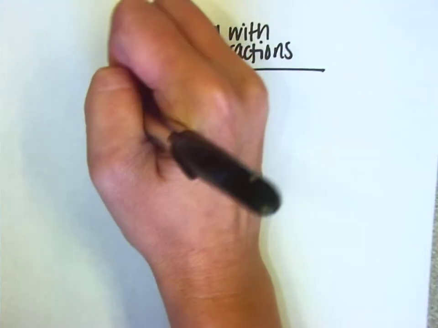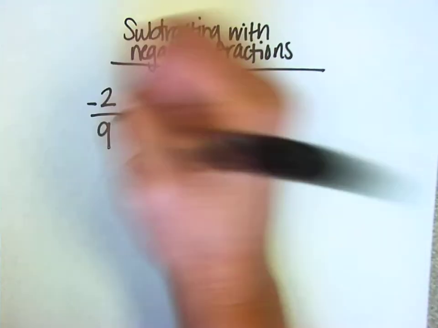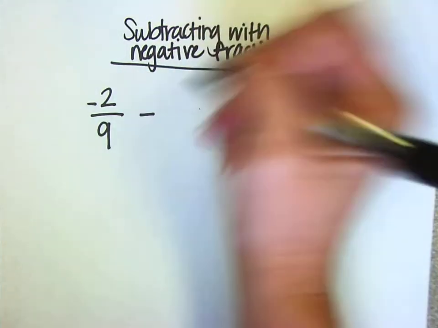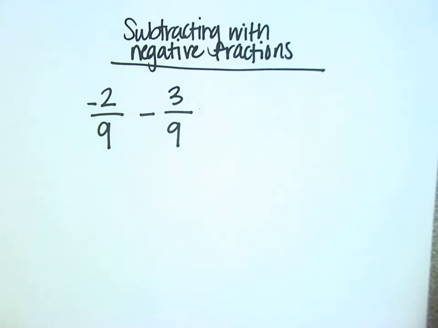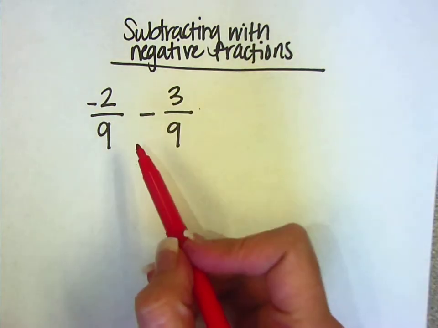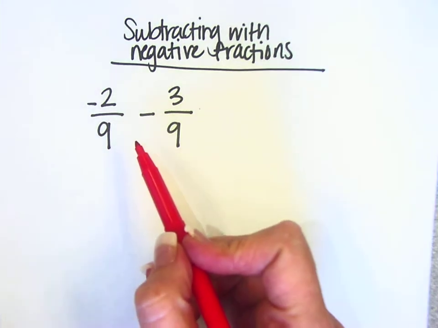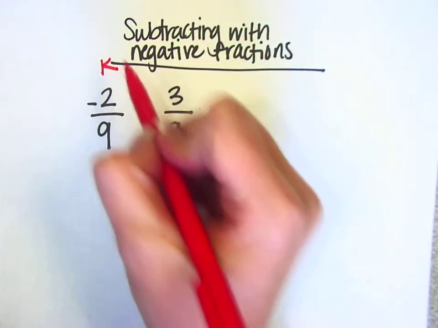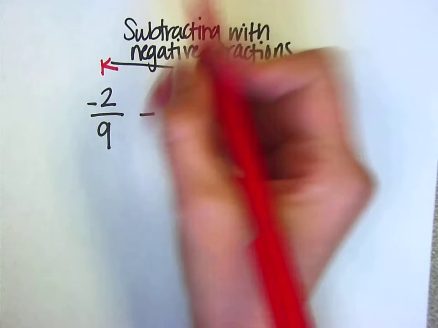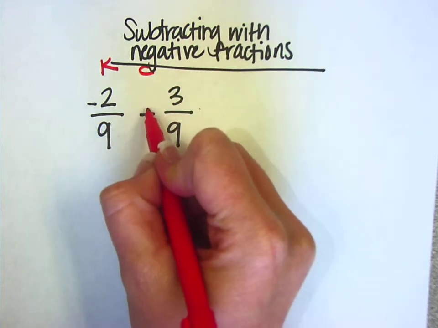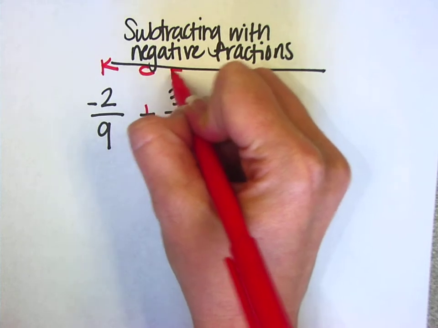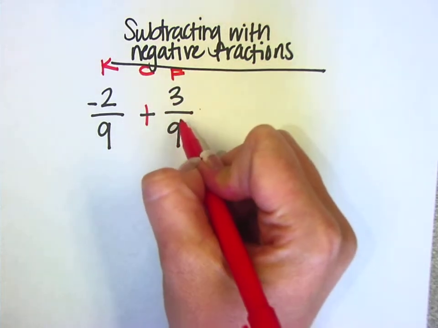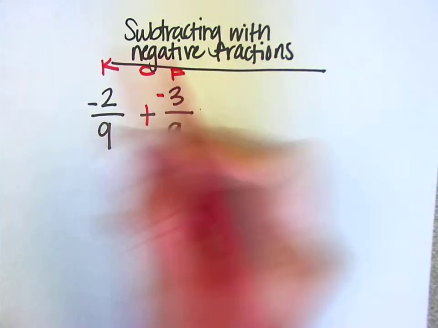Let's say we have negative 2 over 9 minus 3 over 9. Okay? First, we're going to have to apply our subtraction rules. Those are keep, so we're going to keep this the same. Change, so we're going to change this subtraction to an addition. Then we're going to flip this last fraction. So since it's positive, we're going to make it negative.